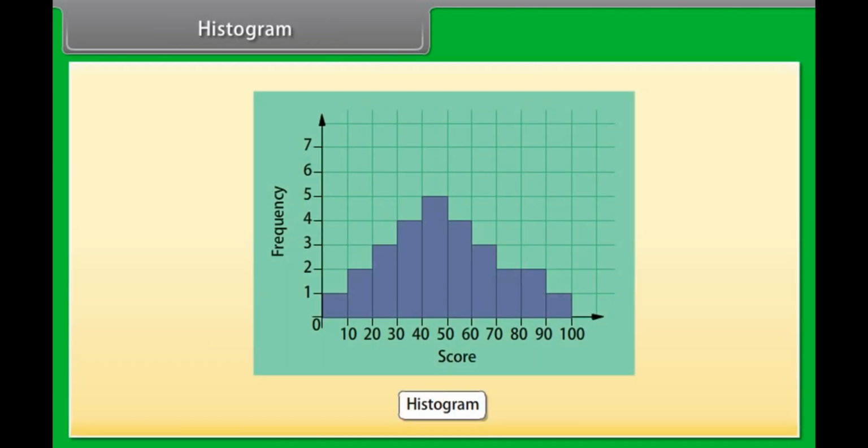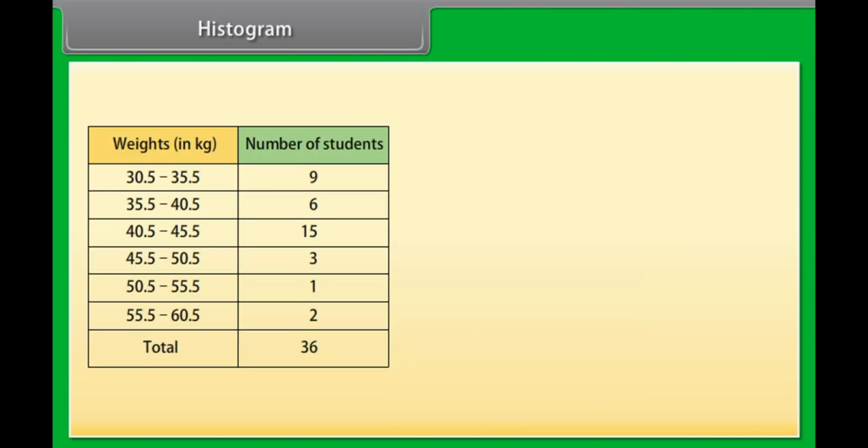Histogram. Like a bar chart, a histogram is made up of columns plotted on a graph. Usually there is no space between adjacent columns. It is used for continuous intervals. Look at this frequency table and look at its class intervals. These intervals are continuous. This frequency table represents the weight of 36 students.